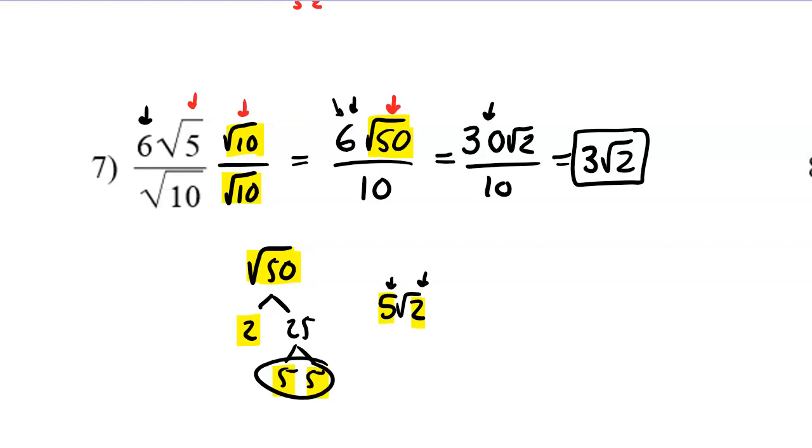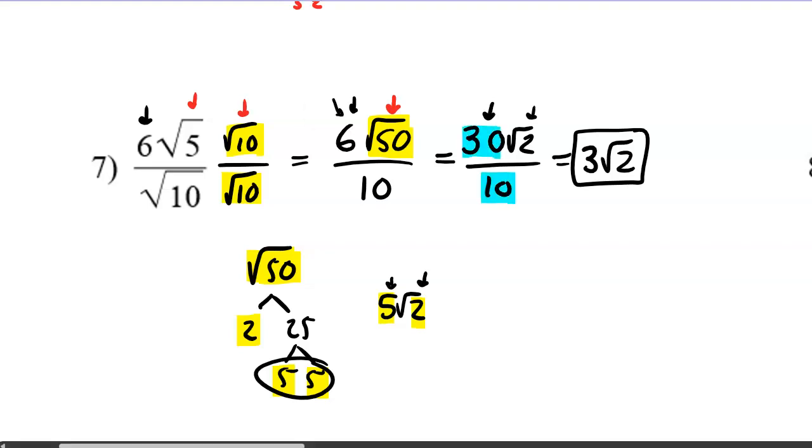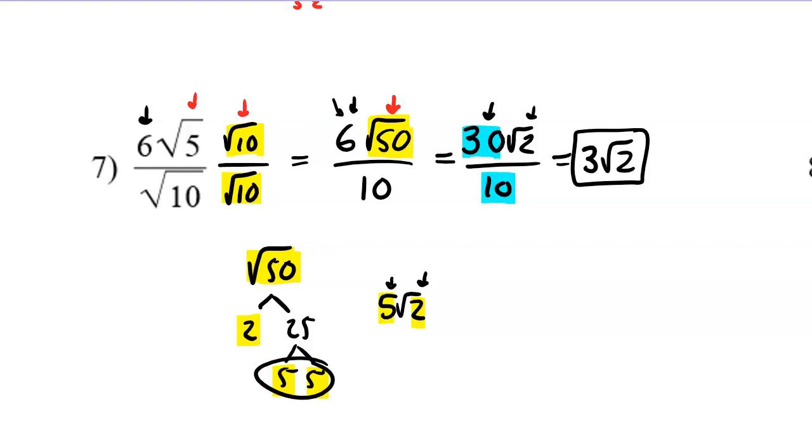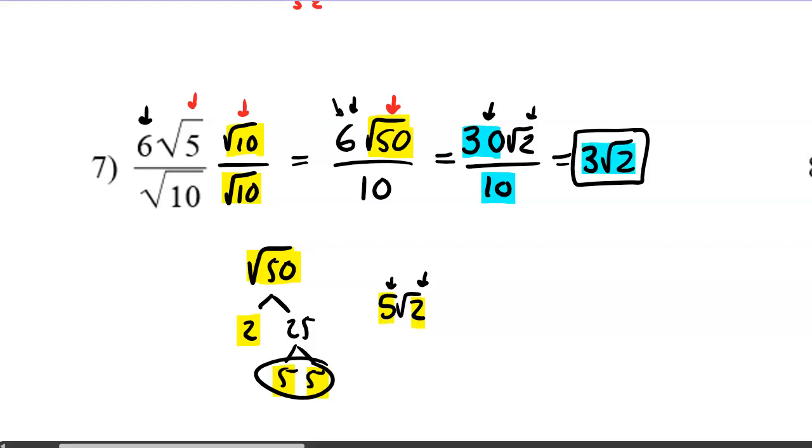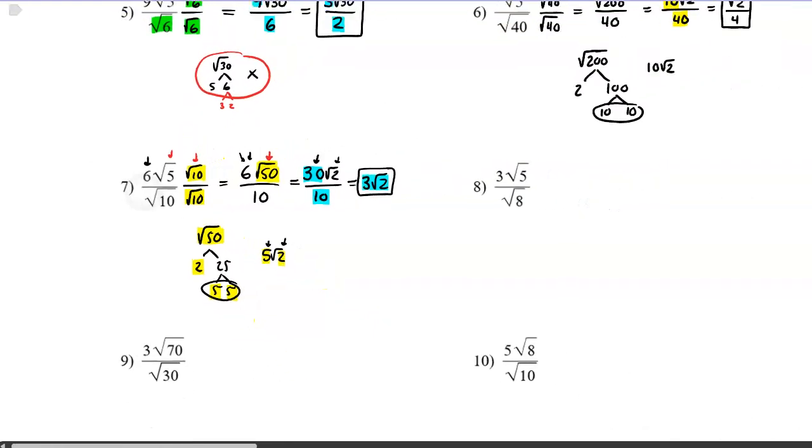Then we have our square root of 2, and in this case, square root of 2 is going to be written there instead. The final step of this question is to look at the 30, to look at the 10, and we simplify that. That is 3 over 1, which is the same thing as 3. So this is why the answer is 3 root 2. There's no fraction in this problem. It doesn't happen all the time, but in this case, it actually does.